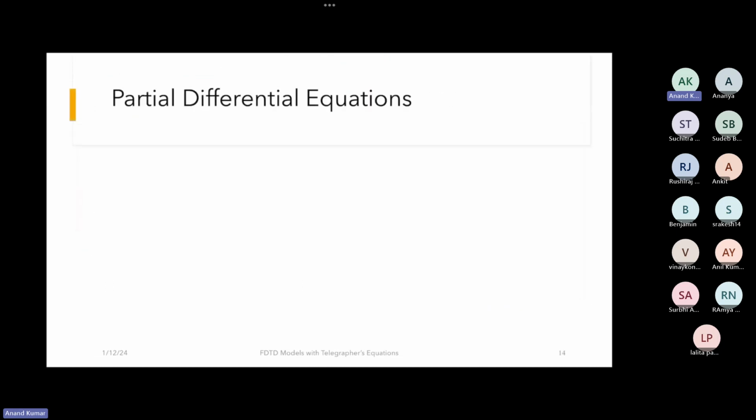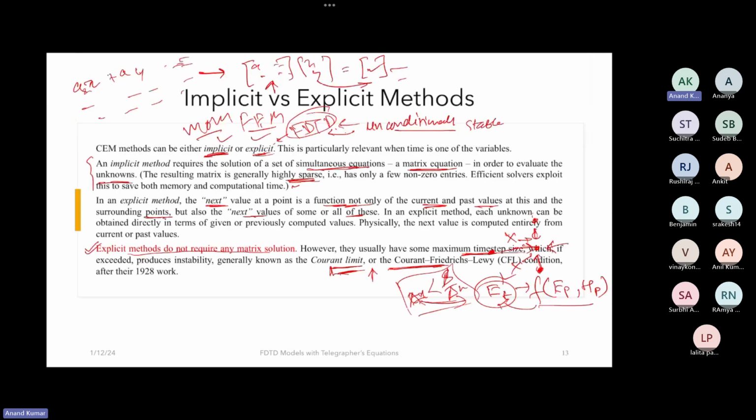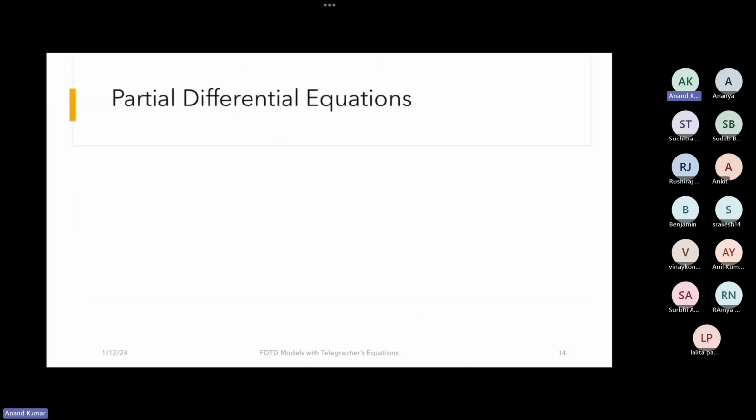Okay, so before we start with the partial differential equations, any questions from what we covered on the finite difference time domain introduction, and implicit and explicit methods? Okay, then we'll proceed. We'll try to quickly cover these points before we start the coding.